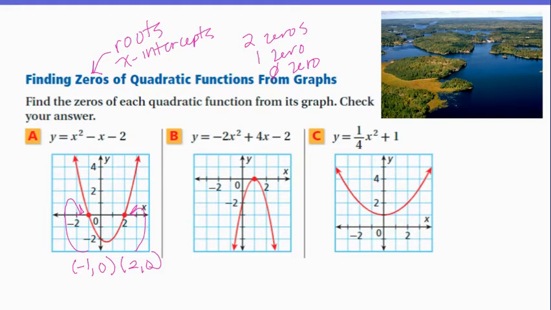Notice, for example, B, there aren't 2. It's just 1. This is called a double root. That's not really important, but it happens once right on the vertex. So this would be 1, 0. And then this last one, it never crosses. There are no roots, no zeros, no x-intercepts, whichever way you want to write it. So here's an example where there's none.